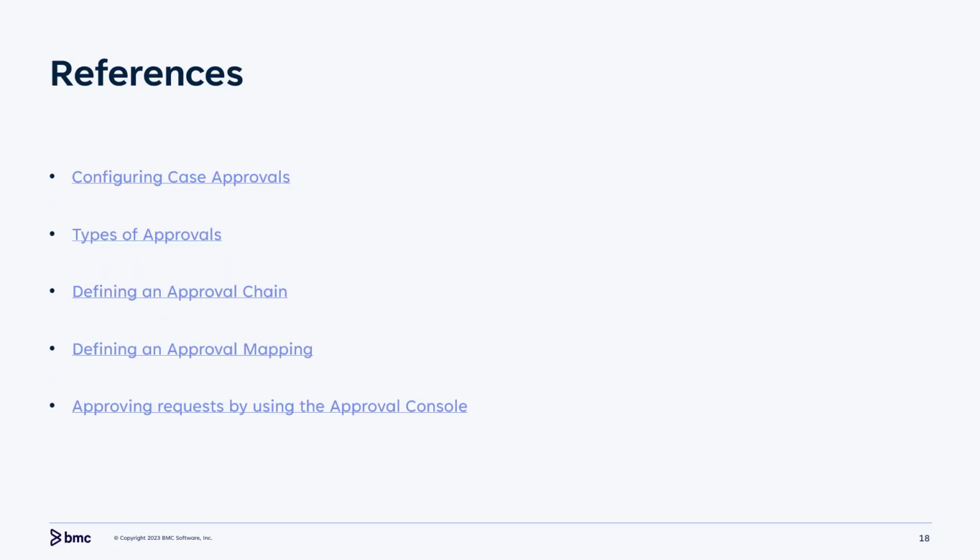For further information on approvals, you can refer to following BMC documentation on configuring case approvals, types of approvals, defining an approval chain, defining an approval mapping, approving requests by using the approval console.